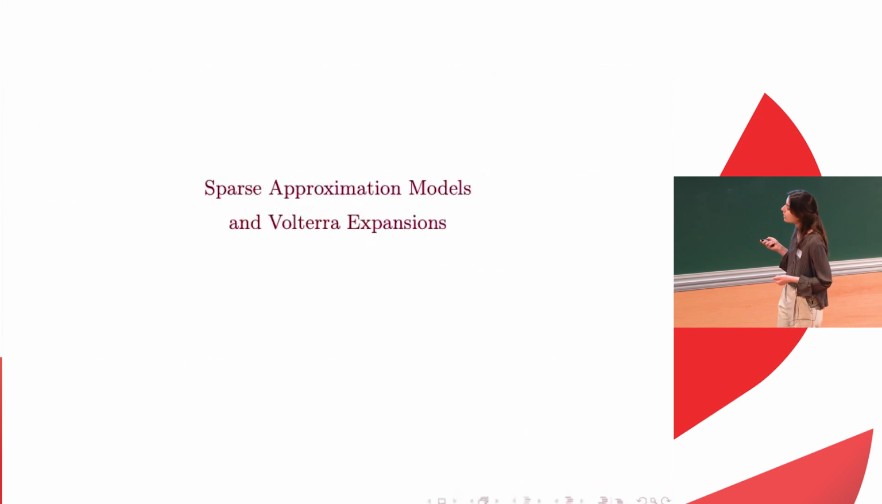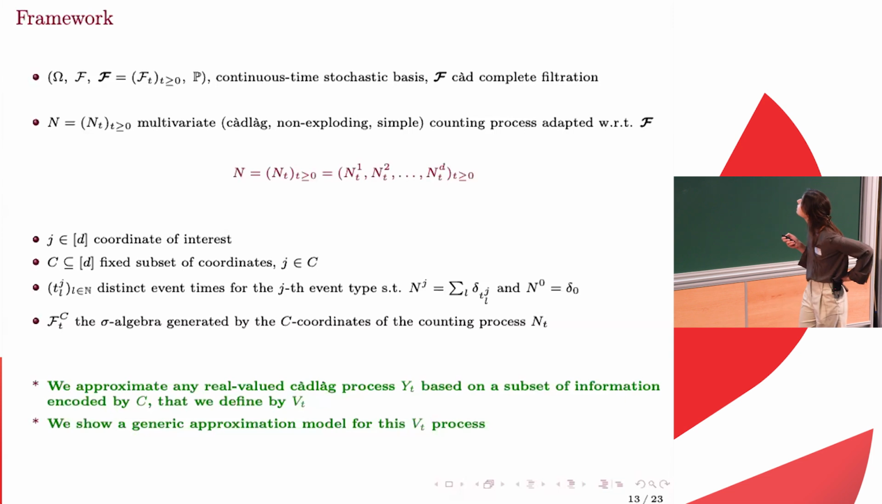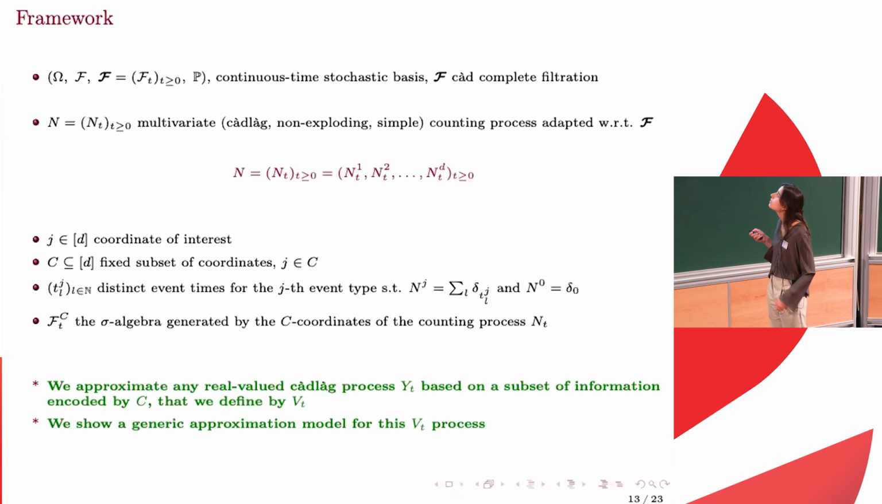Okay, so let's jump into the approximation model that we propose. Here is just to remind you of the framework. I'm not going to spend too much time on it, but we look, for simplicity, at a counting process of dimension D, okay? The coordinate of interest is the g-th, and C is the subset of coordinates that would represent the confounding in the causal framework.